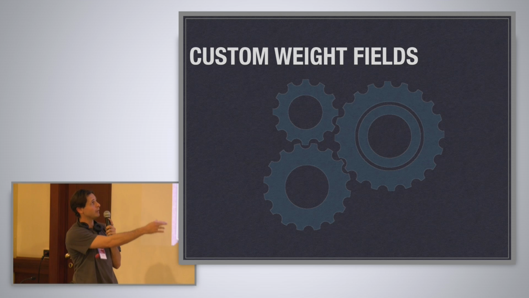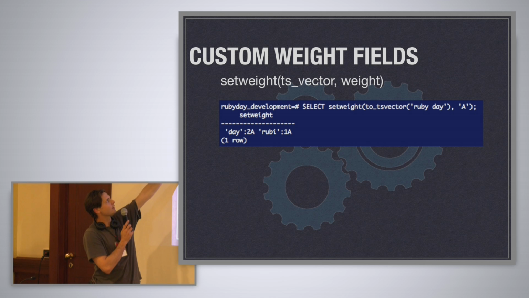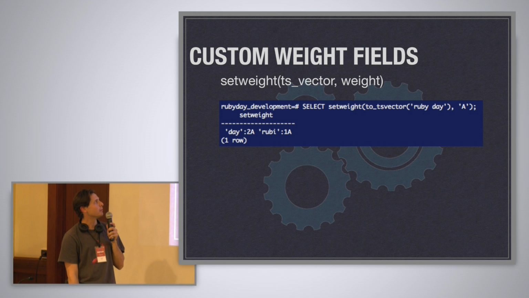And so this has the ability to combine different vectors and apply weights to them. And we do that using this set weight function, which takes a TS vector and a weight. The weight is a single string, which can be A, B, C, or D. There's ways to get more weights, but for the most part, 4 weights is okay. And we can see that if we get a vector like this, it's actually applied the weight A to our hash here, so that those terms will be weighted very heavily when we search on them.